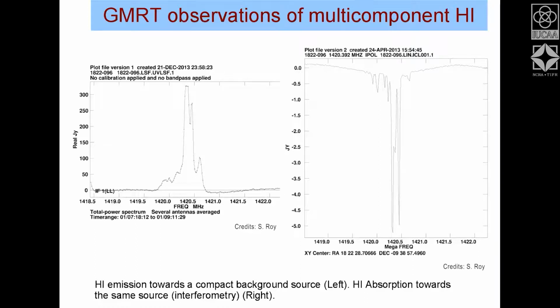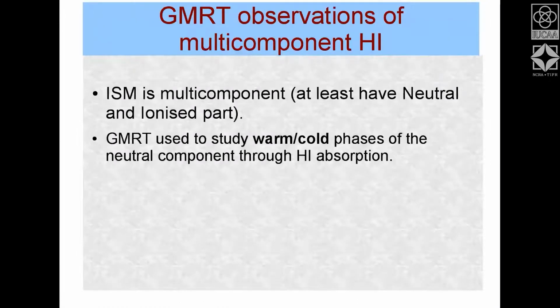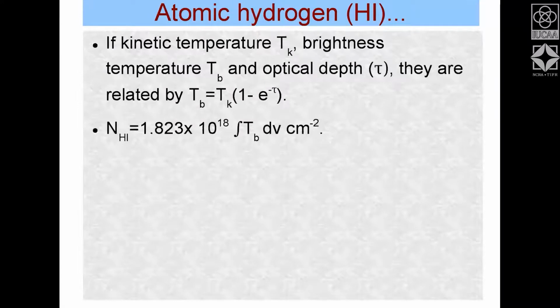It is telling you that either the turbulence is much lower in this cold neutral medium, because this is cold gas, which really has high optical depth. That's why they are absorbing. And this absorption, which I have mentioned, effectively is given by this formula: TB is equal to TK (1 minus e to the power minus tau), where tau is the optical depth.